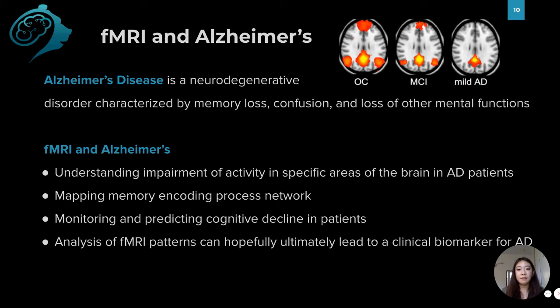Another thing is that fMRI can be used to monitor and predict the course of cognitive decline in patients throughout the course of the disease. And lastly, hopefully, analysis of fMRI patterns can eventually lead to a clinical biomarker for Alzheimer's and improve diagnosis for this disease.